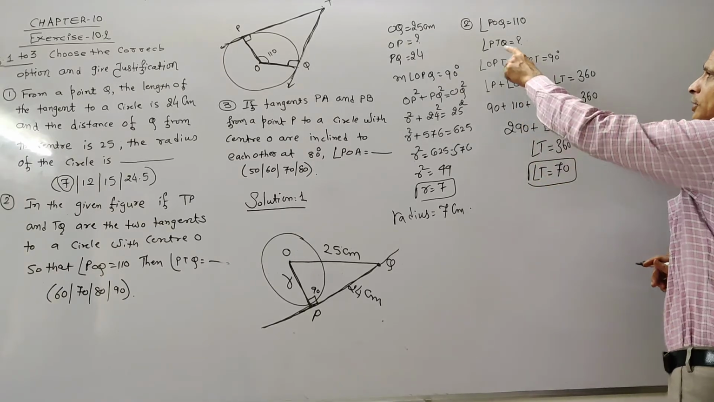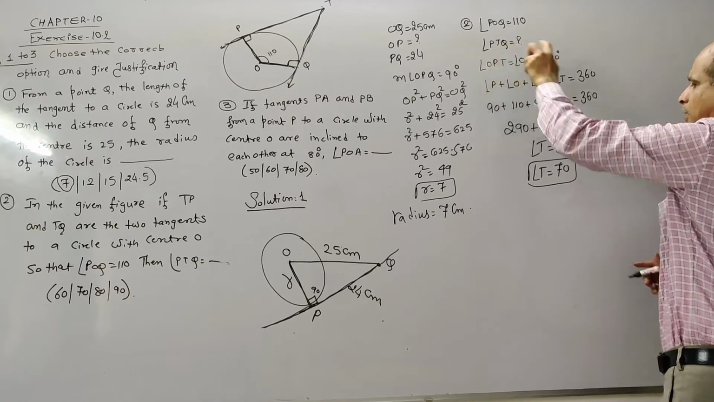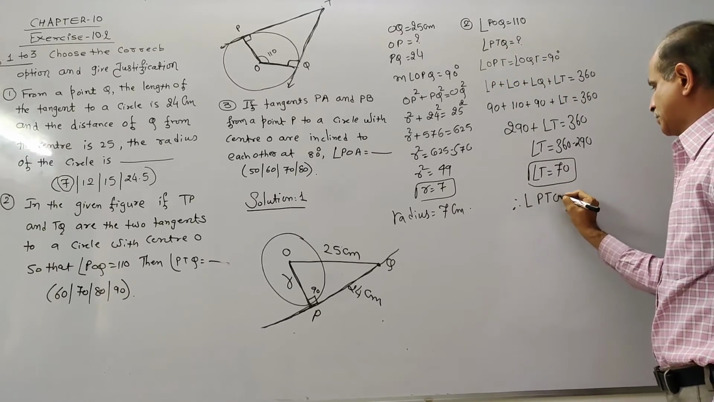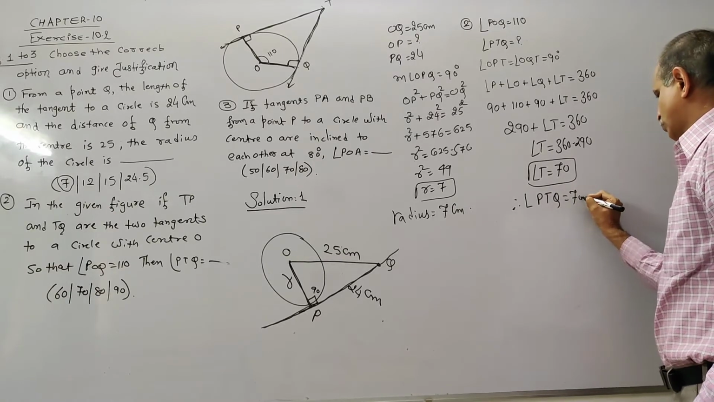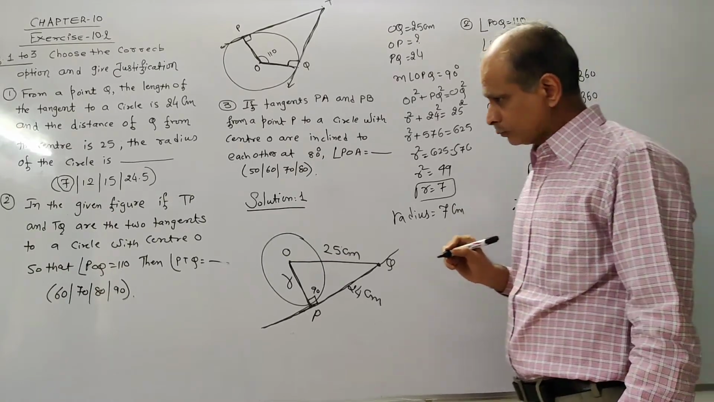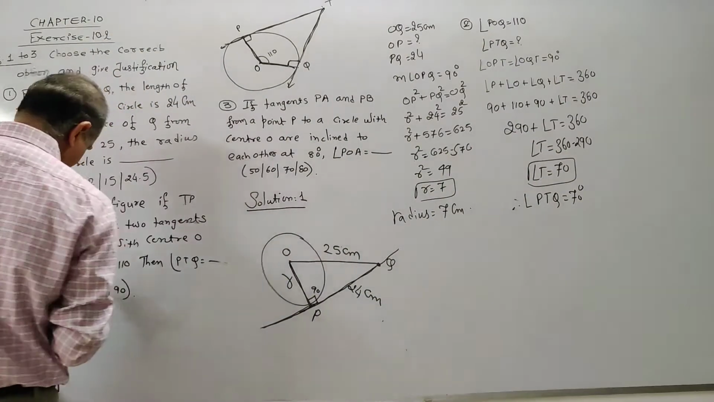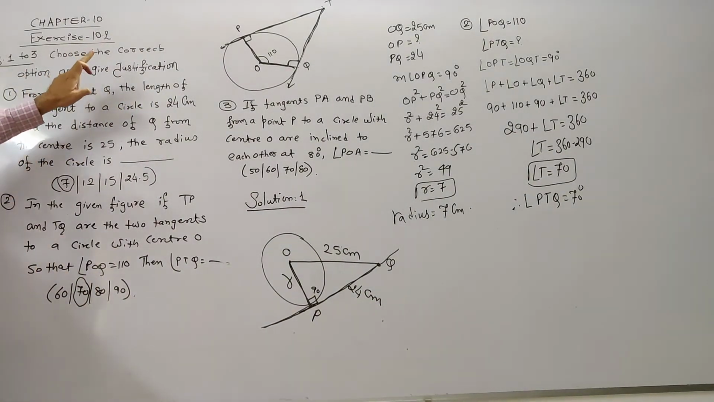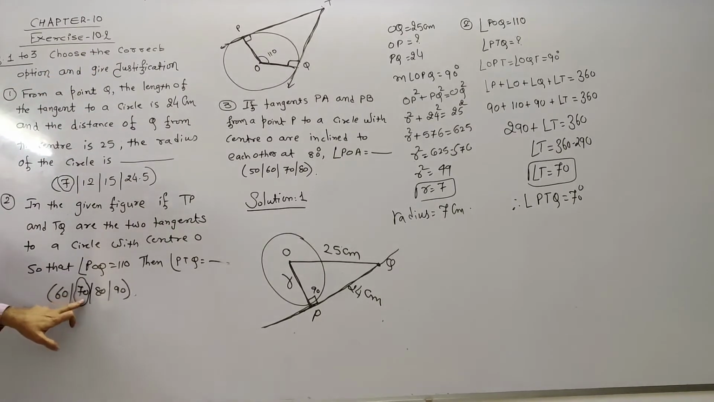So your question is to find out angle PTQ. Therefore, angle PTQ is equal to 70 degrees. So B is your right answer, because your question is to choose the correct option and give justification. The correct option is 70 degrees.